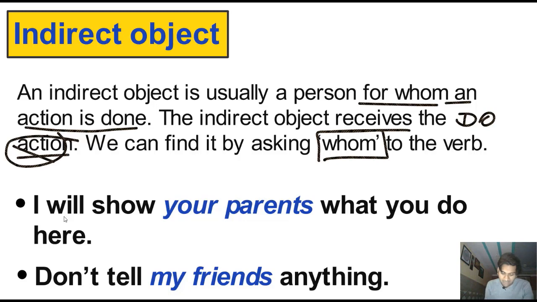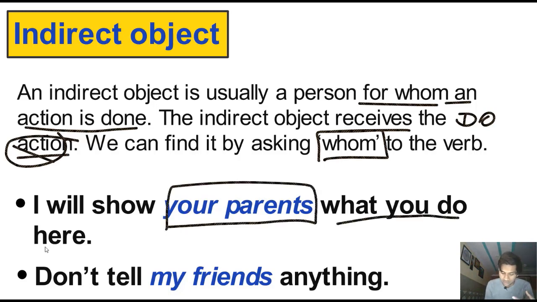Examples. I will show your parents what you do here. I will show whom? Your parents. What you do here. So what you do here is the direct object. I will show what you do here. To whom? Your parents, right? So your parents is the indirect object that is receiving the direct object, which is what you do here.